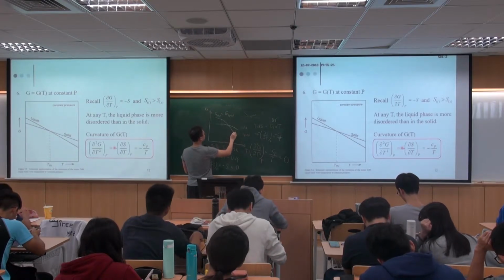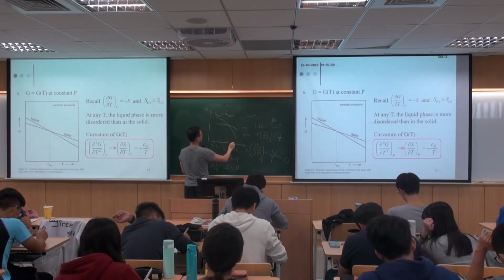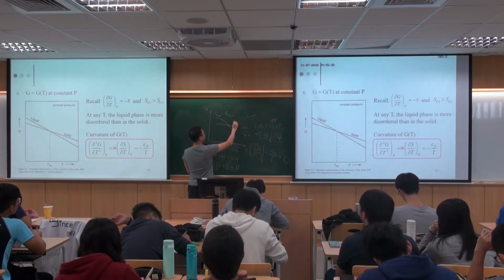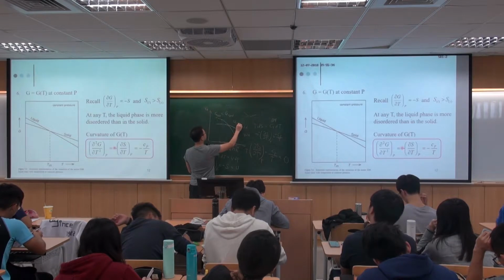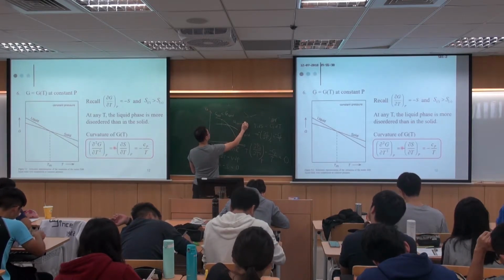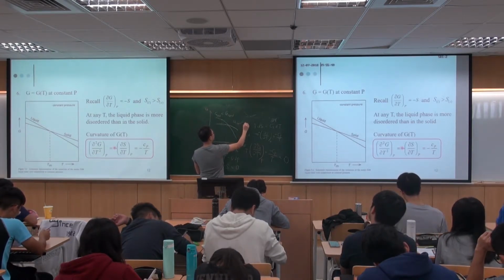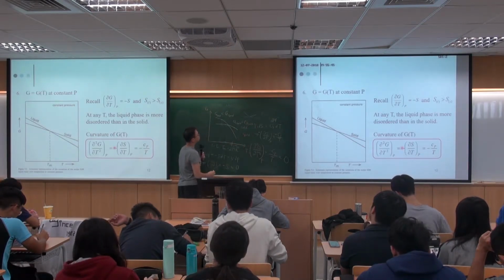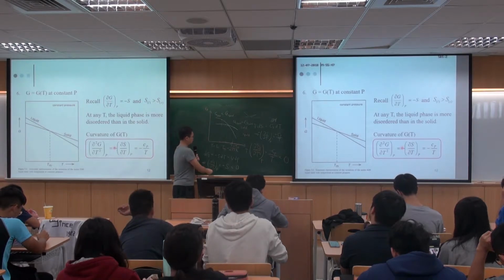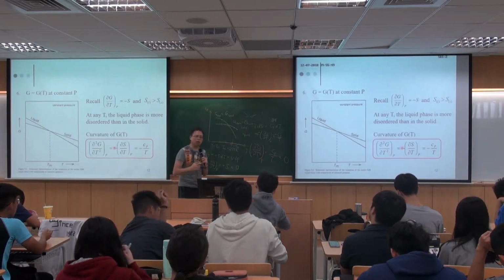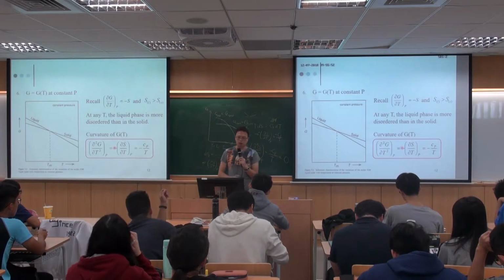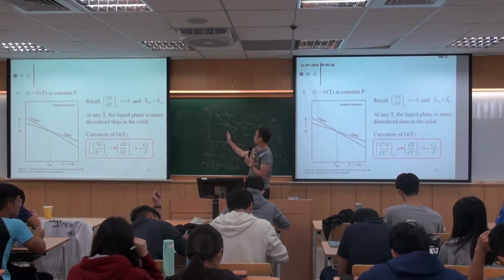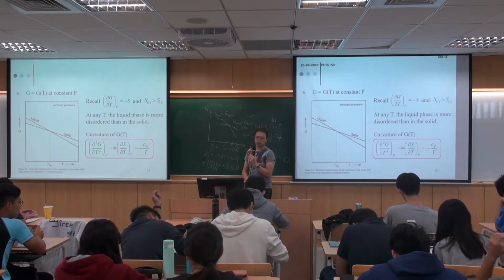But over here, this is T greater than T melting. You have G liquid smaller than or less than G solid. So this is a simple way to express Gibbs free energy of two different phases on the same plot and near the phase change temperature.